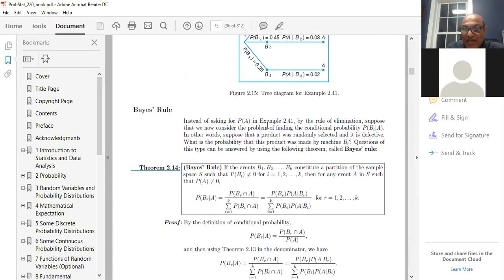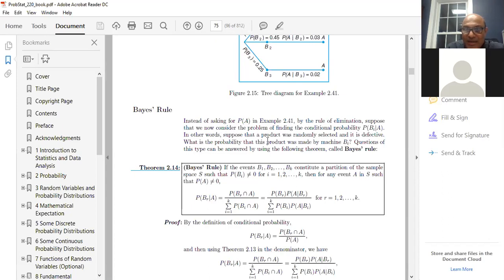Instead of asking the probability of A in the previous example by the rule of elimination, suppose that we now consider the problem of finding the conditional probability of Bi given A. That means the probability that the chosen item is produced by machine Bi, given that A, it is defective. So the product is already defective, and you only need to figure out from which machine that product was produced. That's what we mean by the Bayes rule.